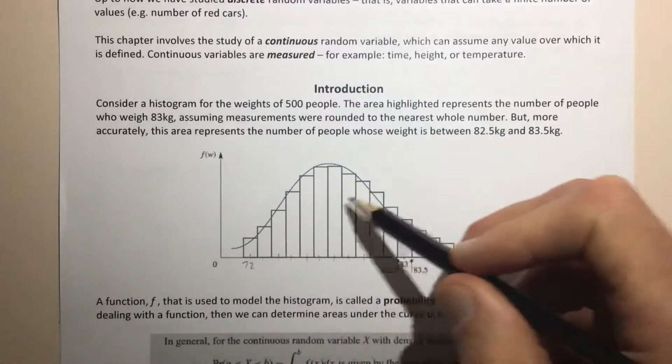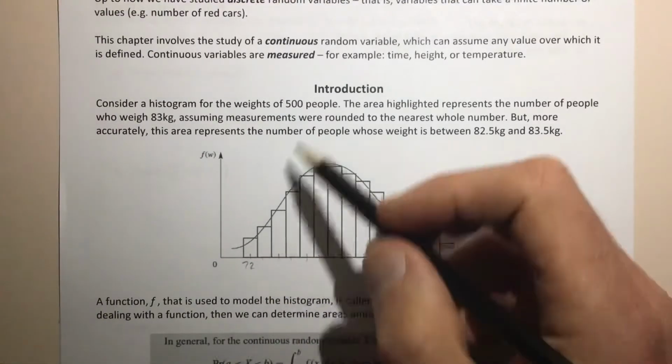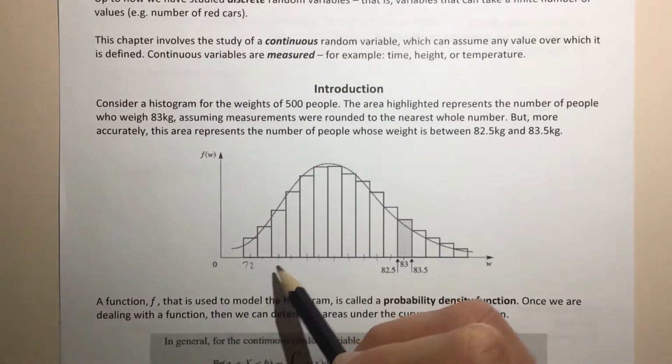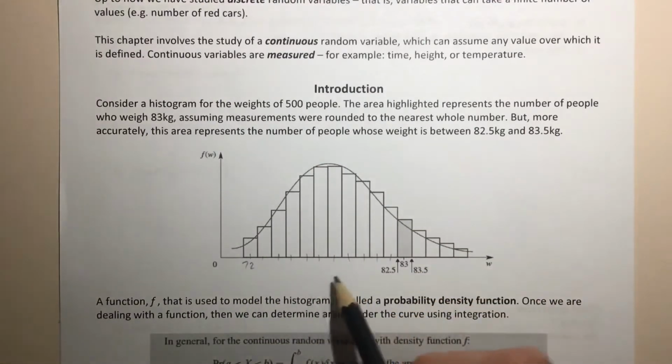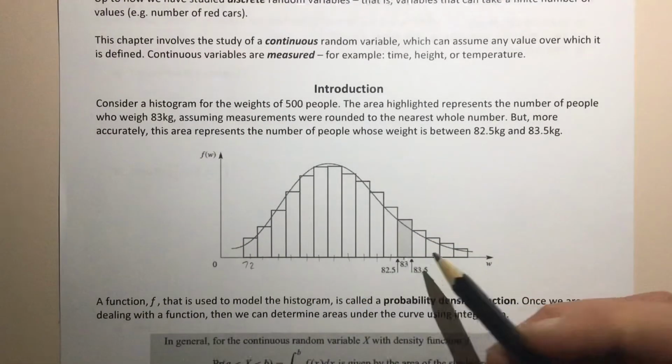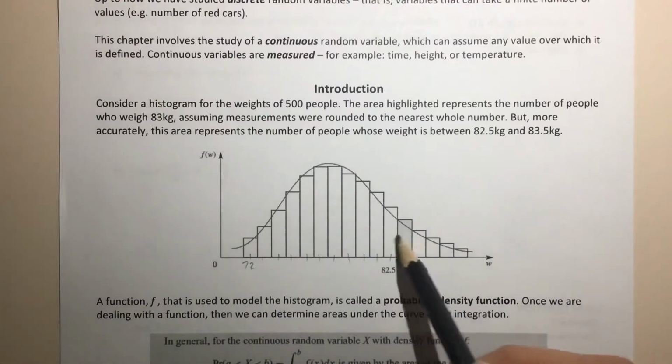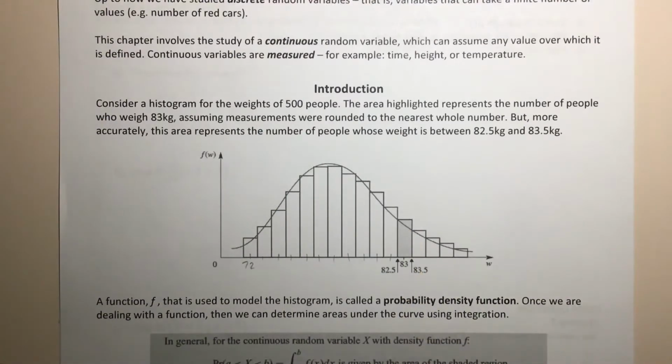This might be a histogram showing how many people out of these 500 weigh 72 kilograms, and how many weigh 73, and how many weigh 74, and so on. It's showing the distribution of the weights. Now, the bar that's highlighted would represent the people who weigh 83 kilograms if we've rounded to the nearest whole number. But if you're being more accurate, you'd say that it's representing the number of people who weigh between 82.5 kilograms and 83.5 kilograms, because we've rounded to the nearest whole number.